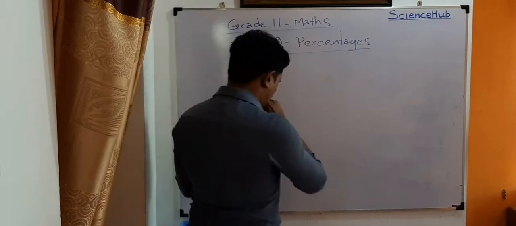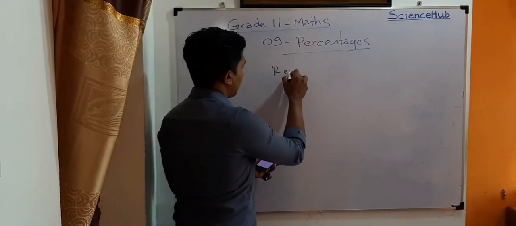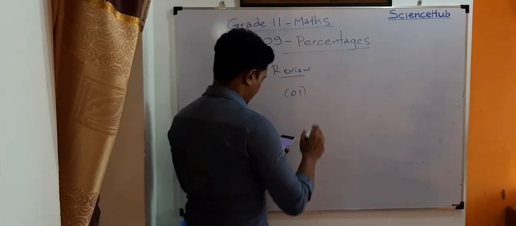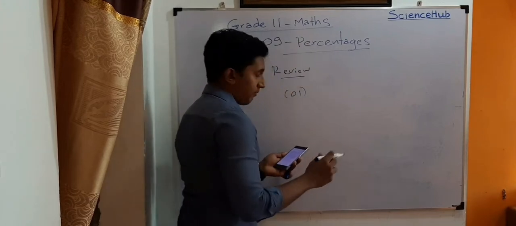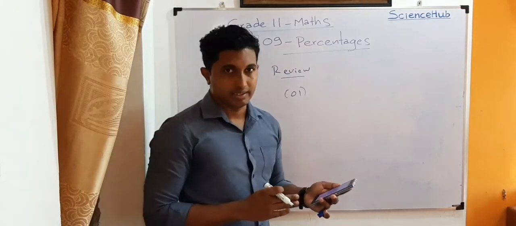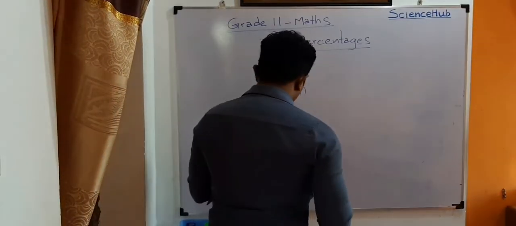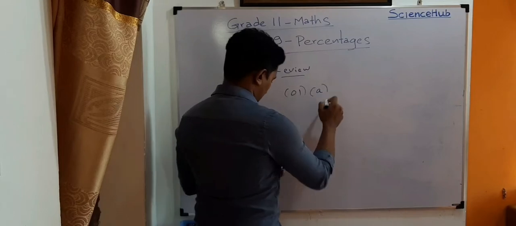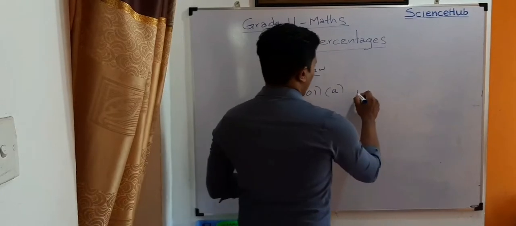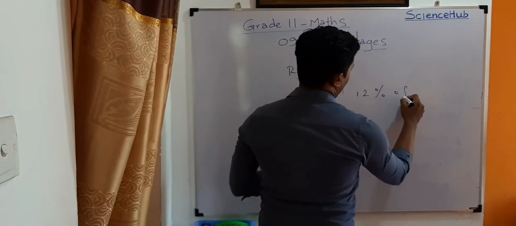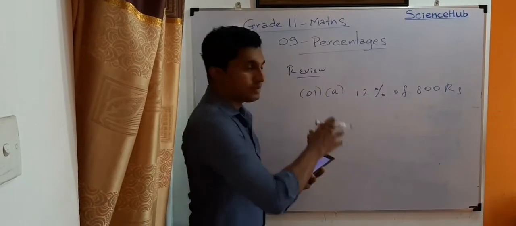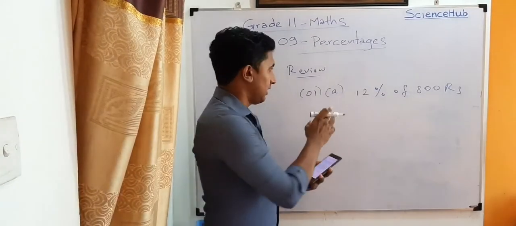Question number 1 of the review exercise. I'm doing this one as an example, and I'm not going to do the whole thing here. Question number 1a: 12% of 800 rupees. Now, we have a short method for doing this.